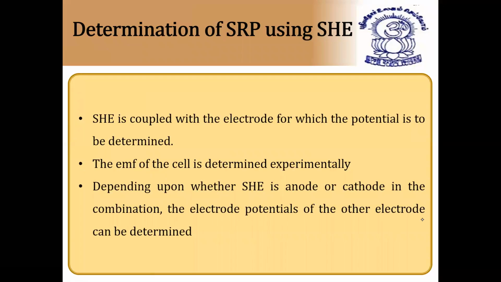Now next we have the SHE coupled. What is that? The standard hydrogen electrode is coupled with the electrode for which the potential is to be determined. The EMF of the cell is determined experimentally, depending upon whether the SHE is anode or cathode in the combination. Here I told you whether they are given an anode reaction or a cathode reaction. The electrode potential of the other electrode can also be determined.